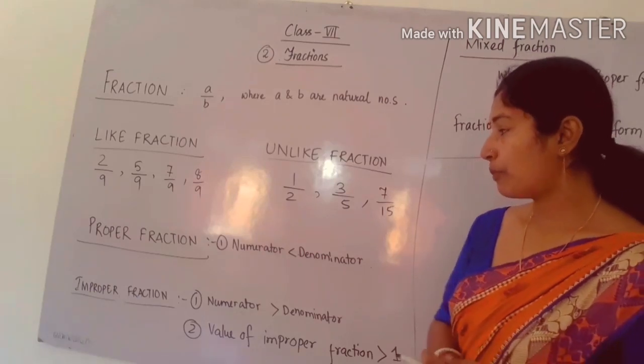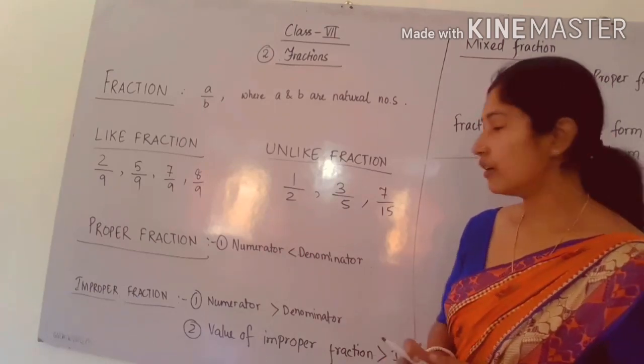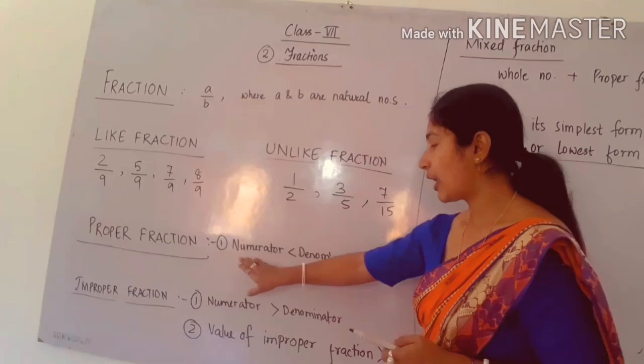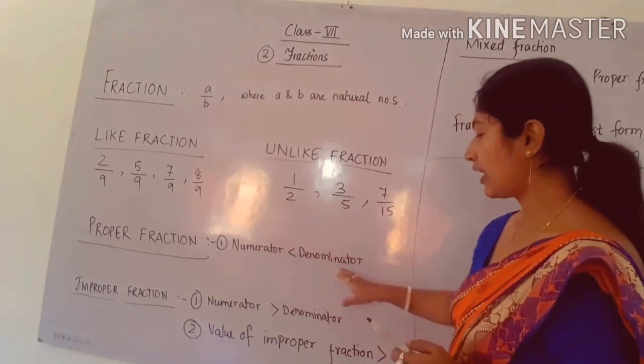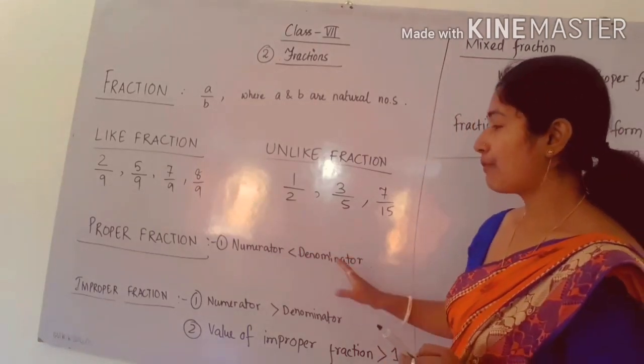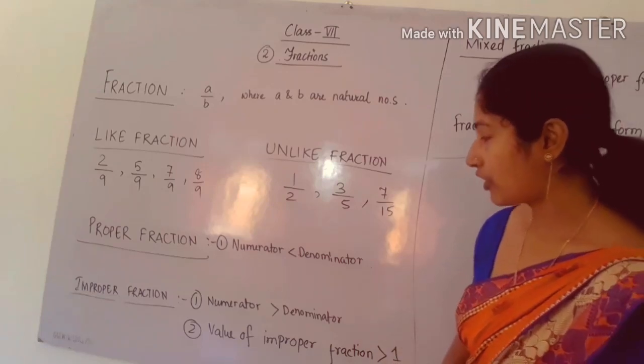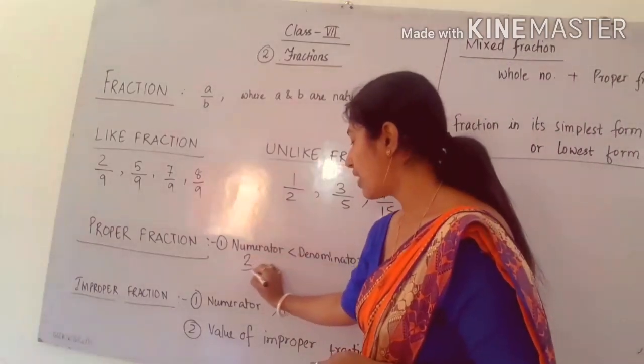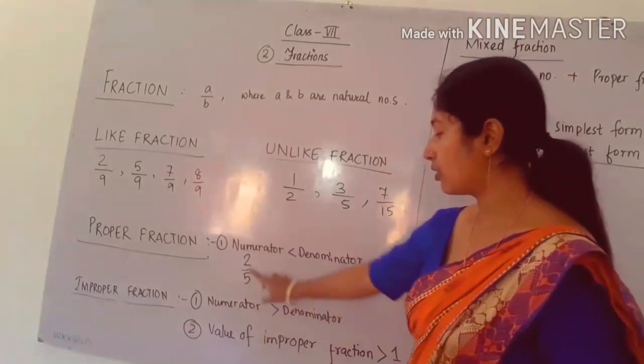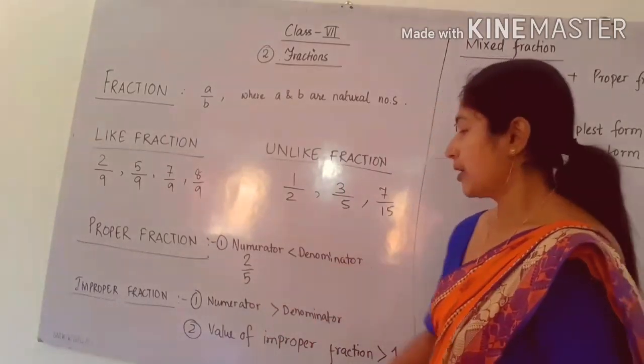Next is proper fraction. In proper fraction, the value of the numerator will be less than the value of the denominator. That type of fraction is called proper fraction. For example, 2 by 5 is a proper fraction because 2 is less than 5.